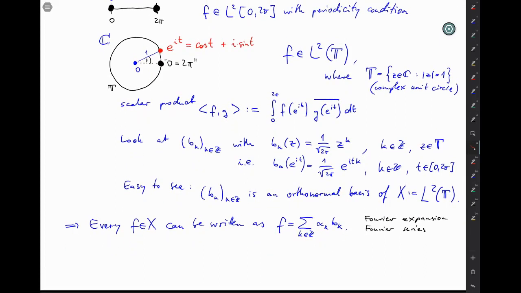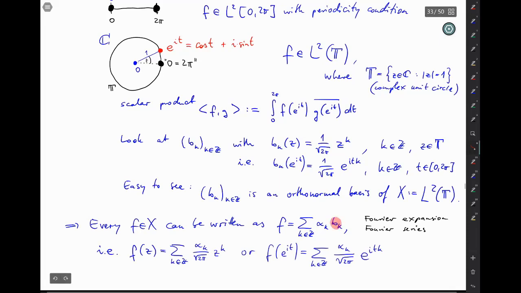Well, maybe you're more comfortable if we spell this out, what it means for function values. So if you just plug in the definition of our functions pk, then you either get this line here where your variable is from the unit circle, or you get this expression with t from the interval 0 to 2π.